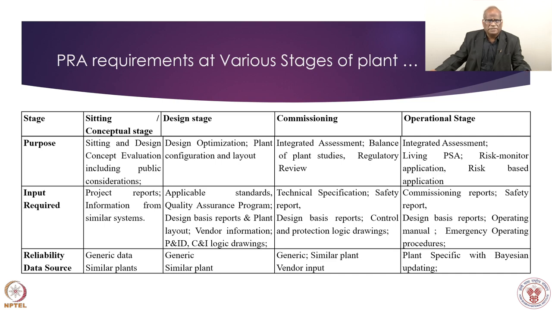Now during design stage, design optimization is one of the biggest advantages, because as I said, PRA is an integrated model. So design optimization and configuration management and layouts can be worked out very easily. Commissioning stage: integrated assessment, balance of plant studies and regulatory review. These are the activities. And then we have operational stages. Integrated assessment continues, leaving PRA, risk monitor, application of risk-based, it could be in-service inspection, it could be in-service management, evaluation of operating procedures, a host of activities can go on, and on a risk monitor, it can be evaluated to understand the safety level of the plant, and how the tools which are there, maintenance tools, operation tools, are working, and their evaluation, including our training program. So these things are very useful. An input required is a project report at designing stage.